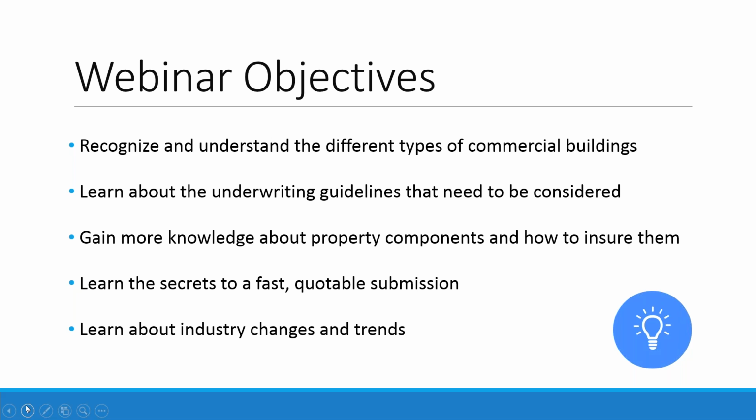We also want to talk about the property components that you need to pay attention to when insuring a Lessors Risk, and how to insure them. Michelle's going to talk about how to get fast and quotable submissions, and how to get a quote from her quickly. That's really the secret, and she's going to tell you about that. There are a lot of changes going on, so she's going to talk about what to anticipate going forward. Without further ado, I'm going to turn it over to Michelle.